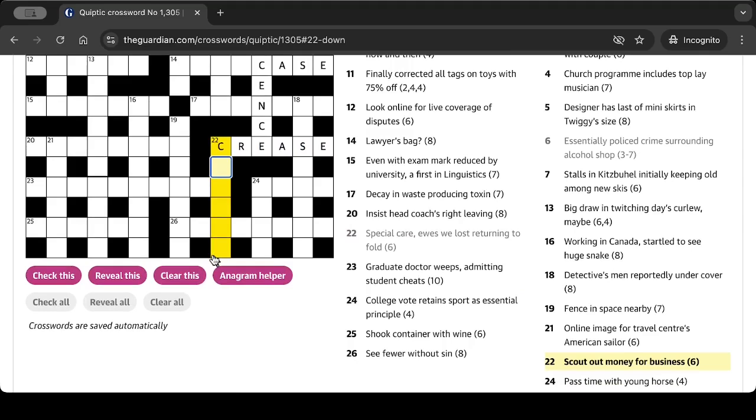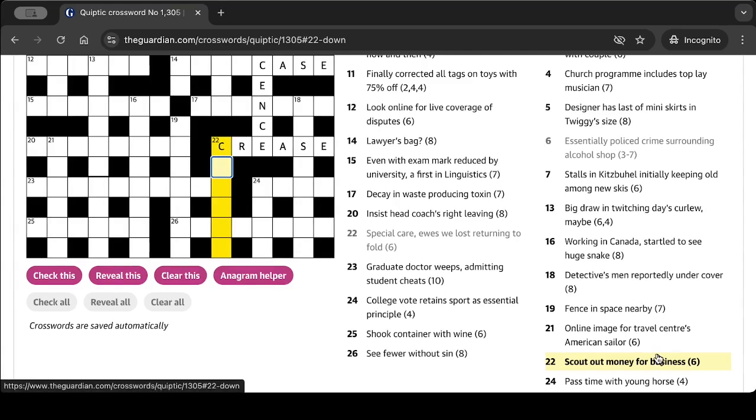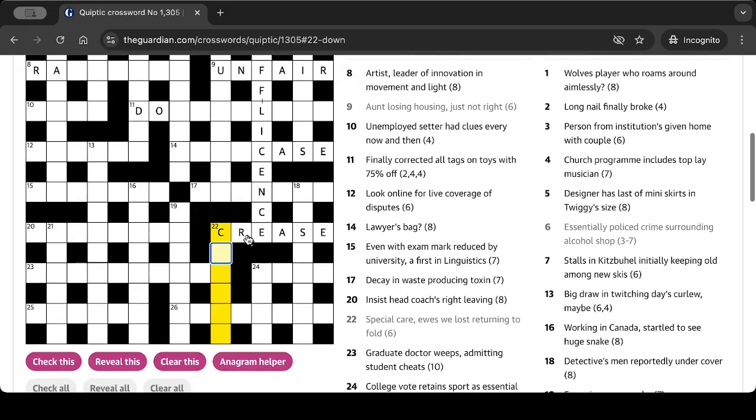Scout out money for business. So outs is a good anagram indicator, so it could be an anagram of the word scout, and we do have a C there. And that could mean it's a business. Business is often abbreviated to co. So there's a few things that feel like they might be mechanics on this. I'm going to jump to something, see if we can get some more easy ones in.